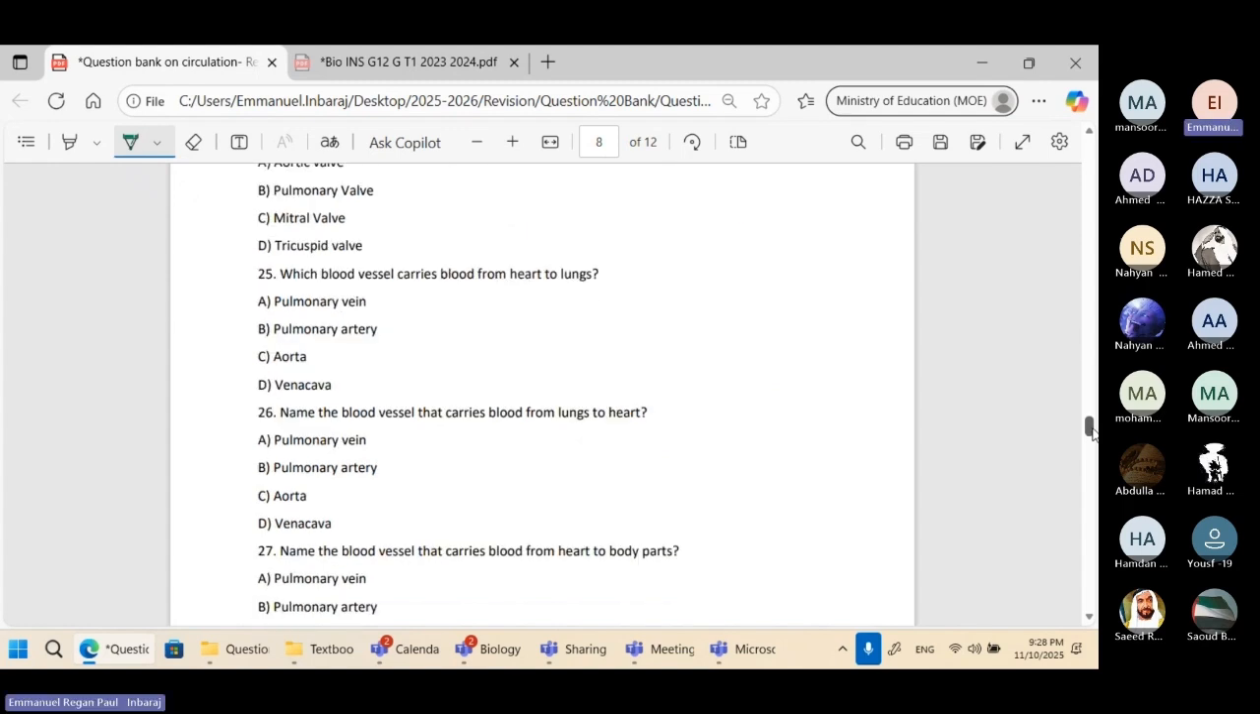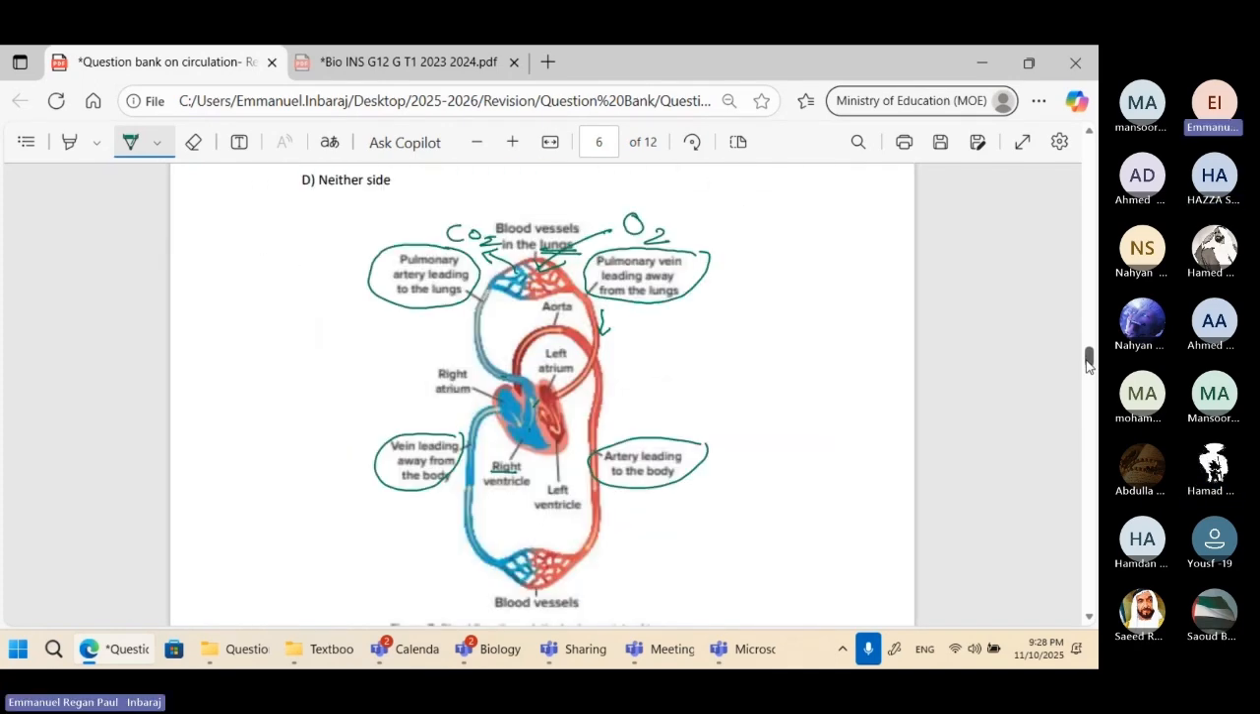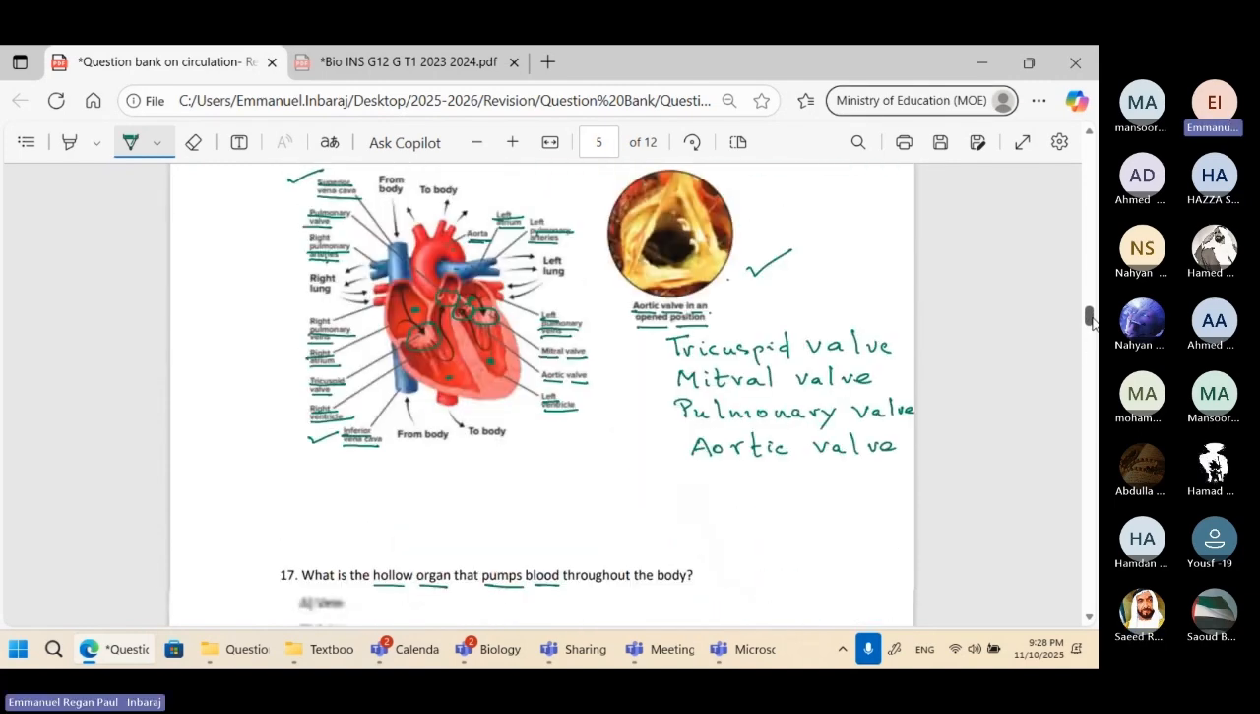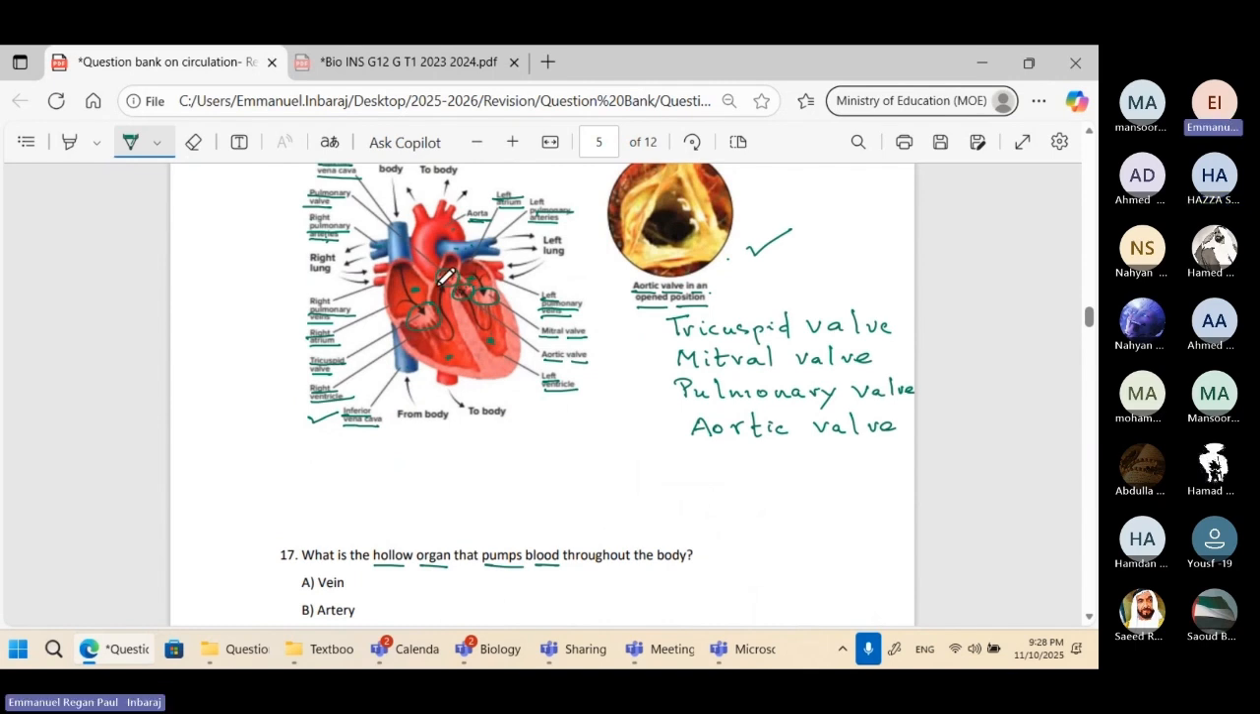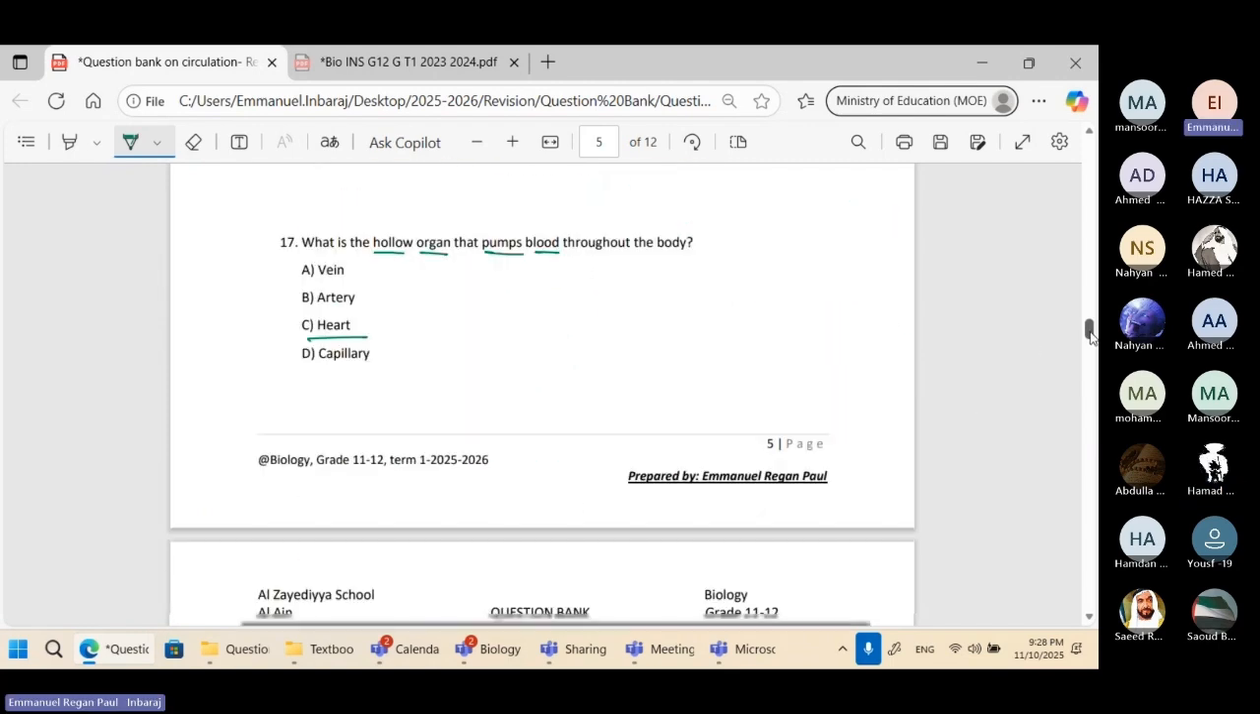Which blood vessel carries blood from heart to lungs? Go back to the picture. This is the heart, and this is the lung. Left lung, right lung. So which blood vessel will carry the blood from heart to lung? Pulmonary arteries.